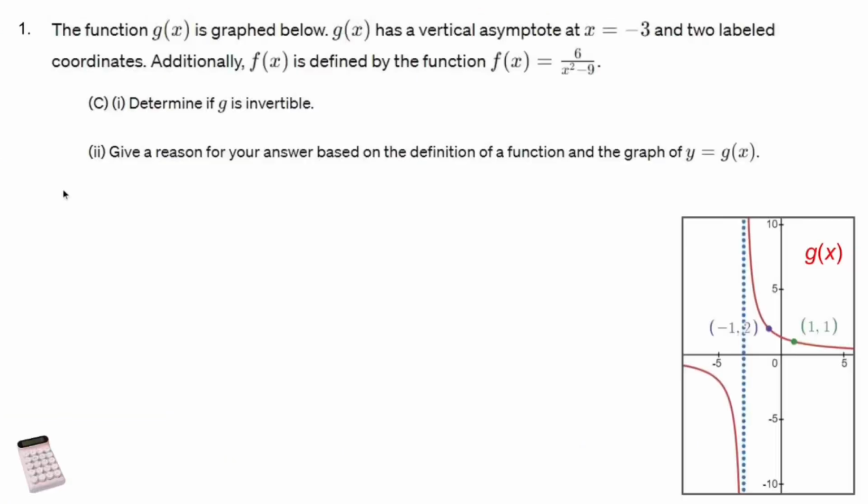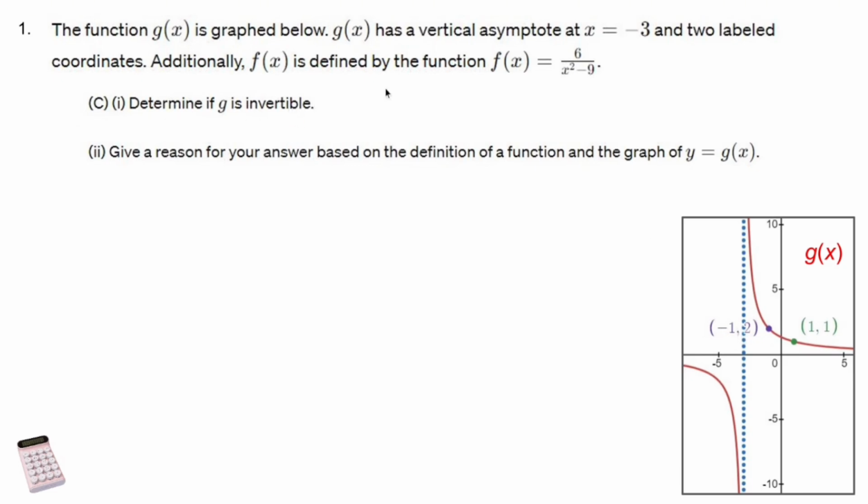Part B, done. Part C. The function g is, oh yeah, it's the same one. I don't need to do this. All right, so this is what g looks like. Again, we've got something very similar to what we just saw in f, but this one only has one vertical asymptote. It's asking if g is invertible.